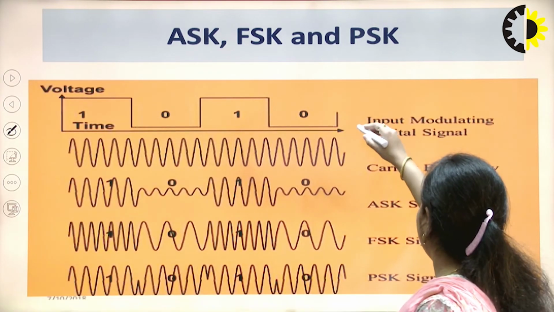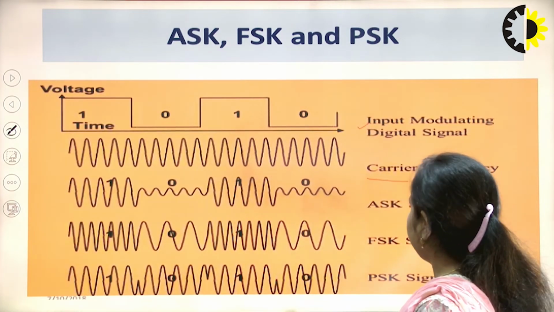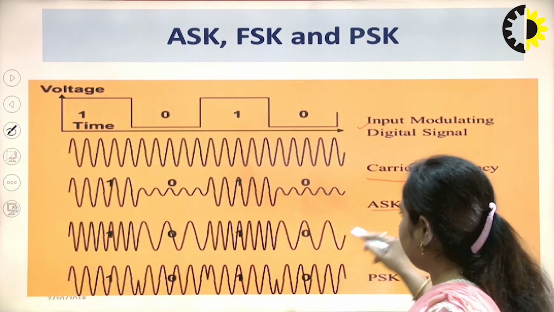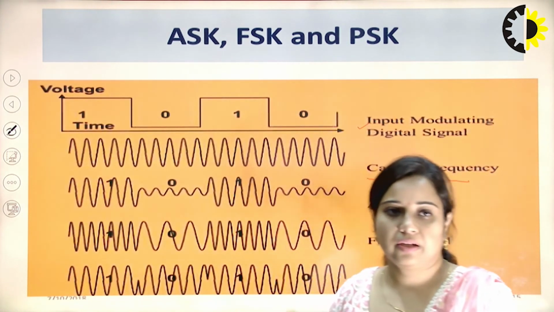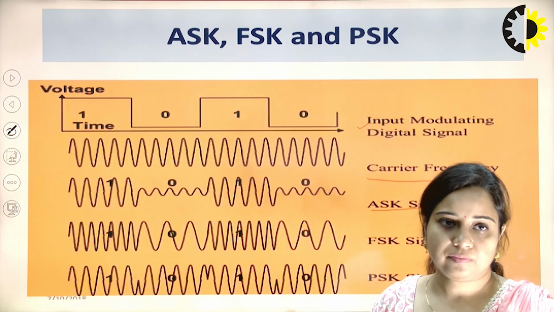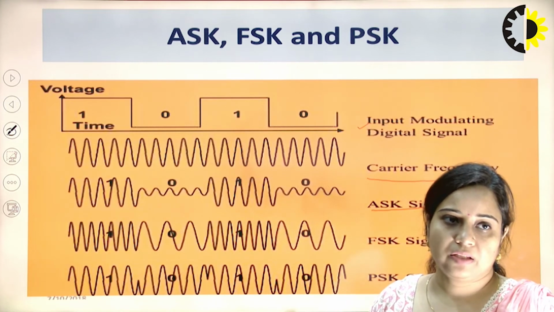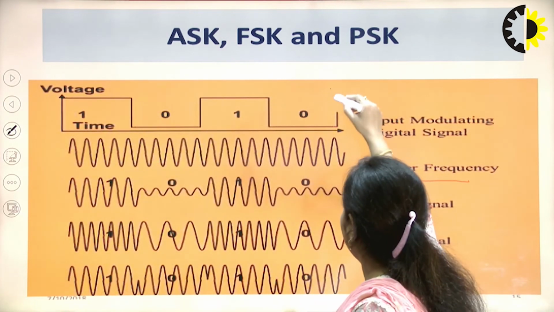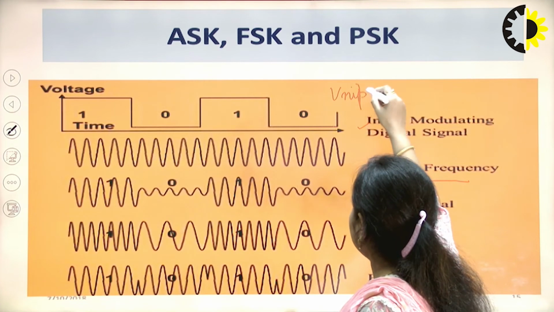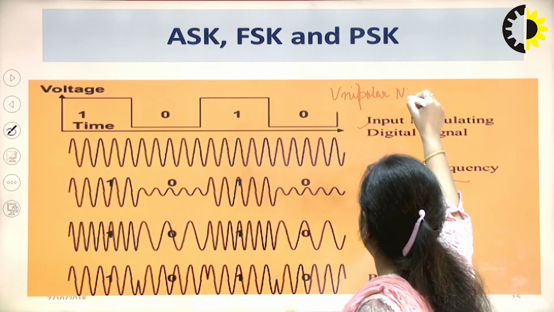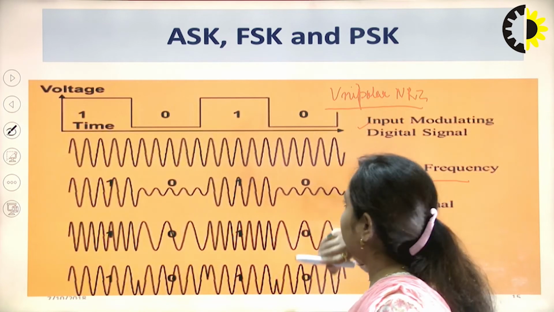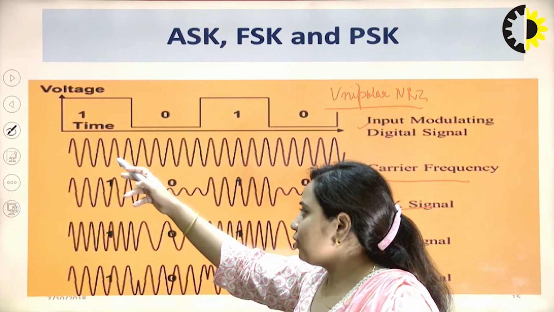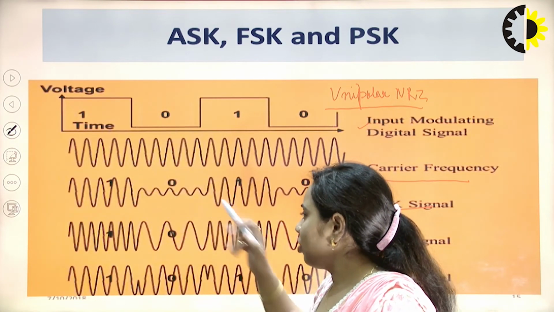So, this is the input modulating digital signal, this is the carrier frequency, which is a continuously varying signal. This will be the ASK signal. ASK is basically on-off keying also. On-off keying means whenever the amplitude is present, this is a kind of unipolar NRZ type of line coding. When the pulse is present, there will be an output proportional to the carrier signal. When the pulse is not present, the output will be 0.